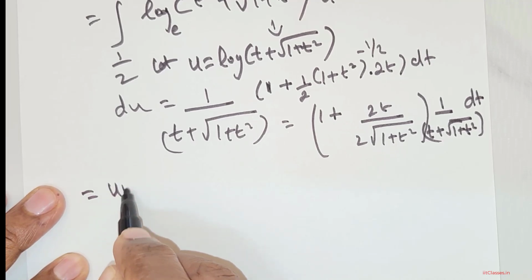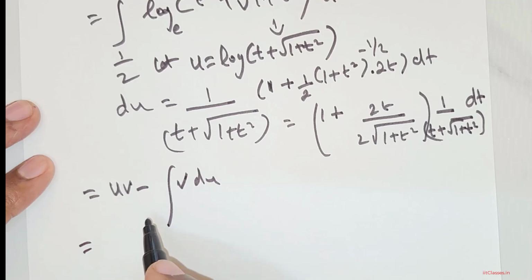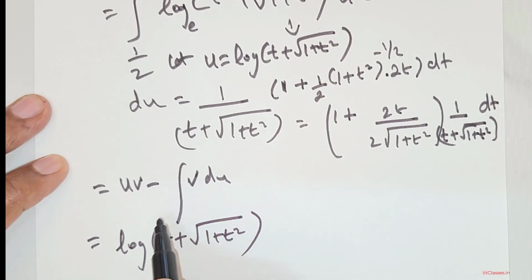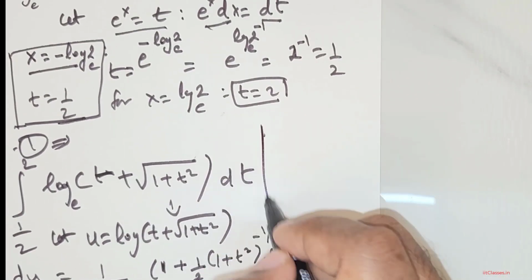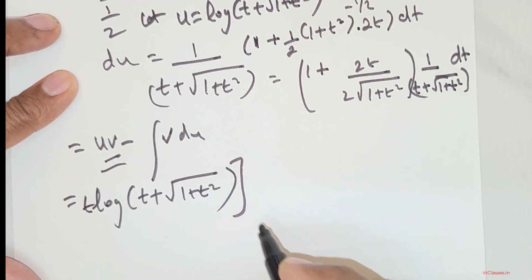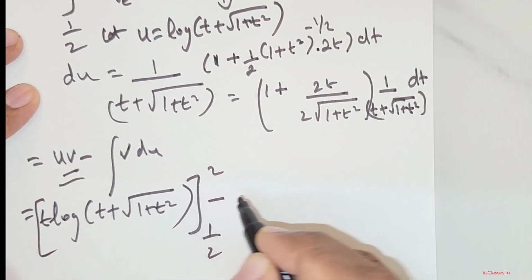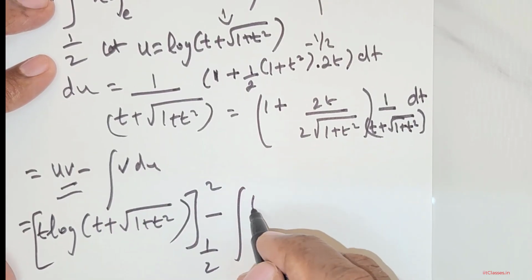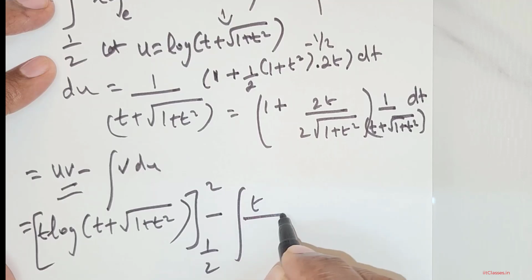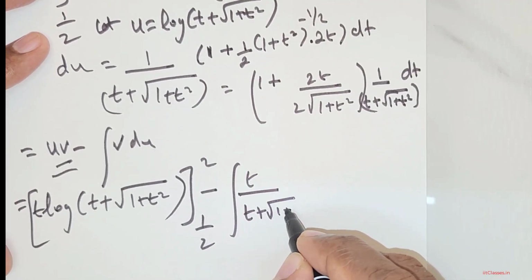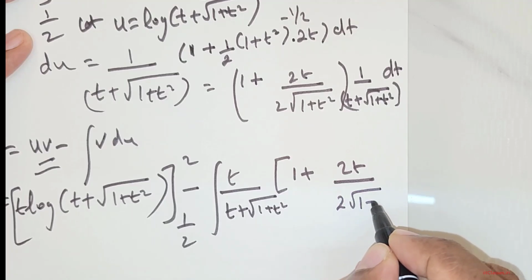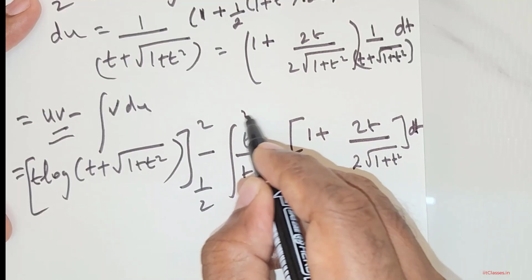So taking integration by parts, uv minus integral v du. What is my u? My u is this quantity, log of t plus root of 1 plus t squared. My v, what is my v? We need to set that. So from here dv is equal to dt, my v will be equal to t. So v is t, the limits are 1 over 2 to 2, followed by minus integral v du, which is going to be this entire component. Okay, so I will place this t plus root of 1 plus t squared first multiplied with 1 plus 2t over 2 times root of 1 plus t squared times dt. Limits are 1 over 2 to 2.